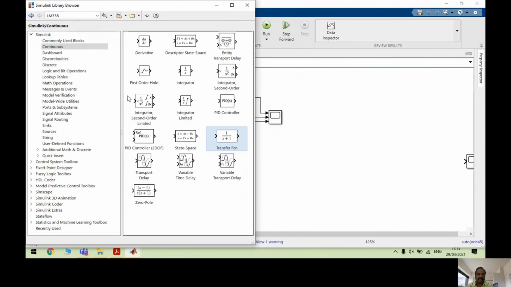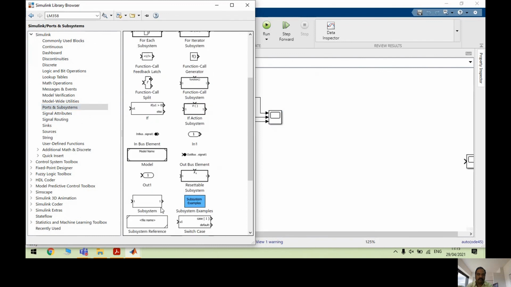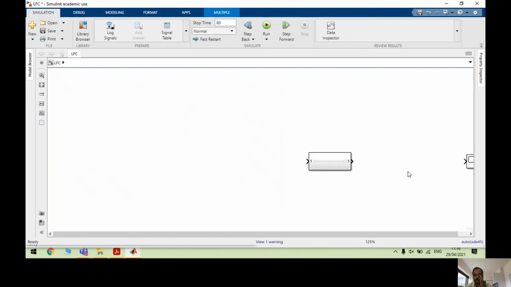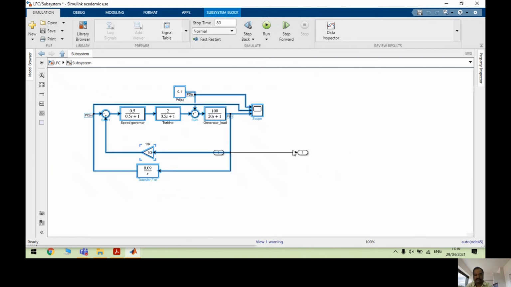Okay, so now I'm going to take this one. I'll do one thing. I'll take a subsystem. I'm going to place this entire thing into a subsystem. I'm going to place it here.